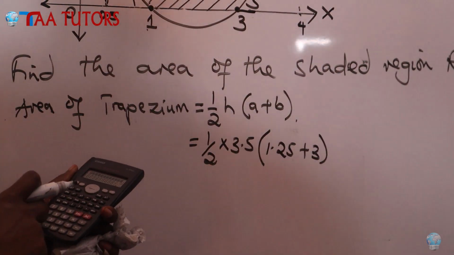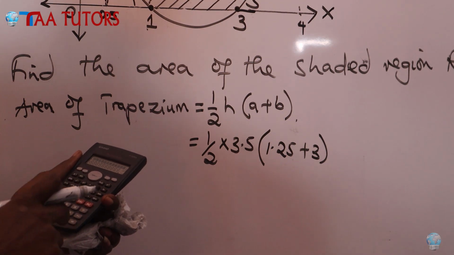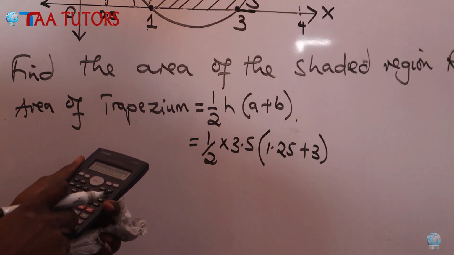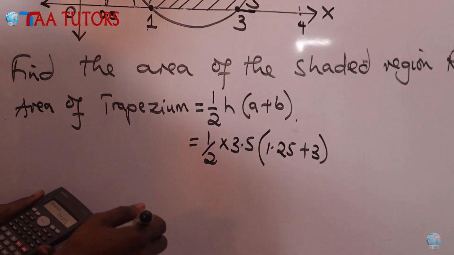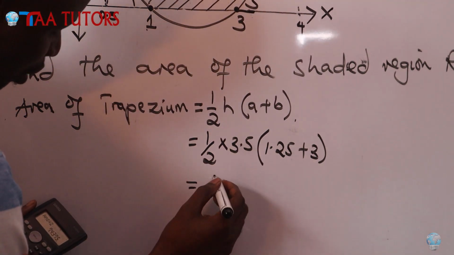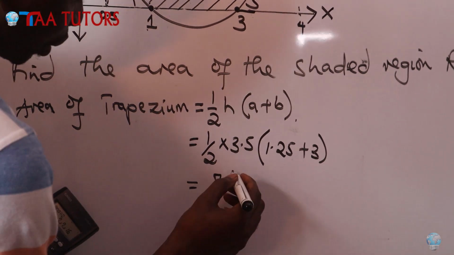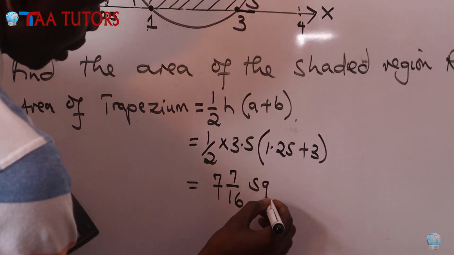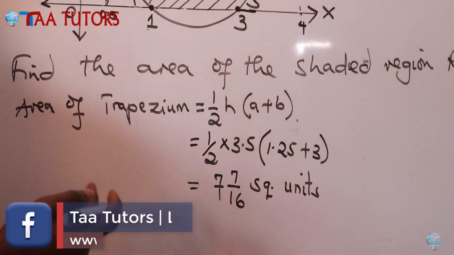So if I put that 1.25 plus 3 times 3.5 divided by 2, that is giving me 7 and 7 out of 16 square units.